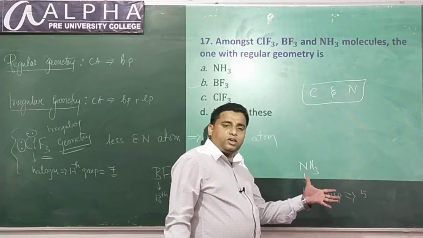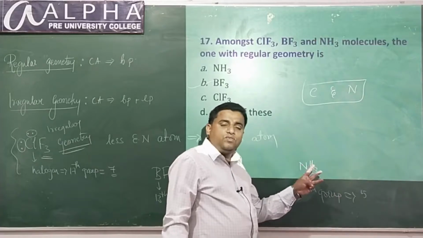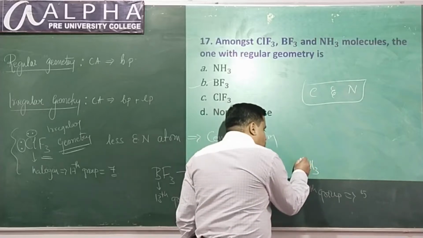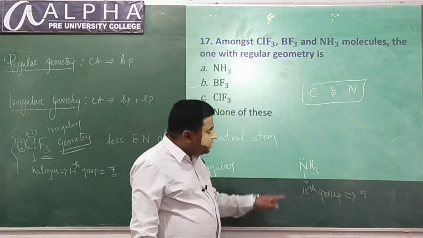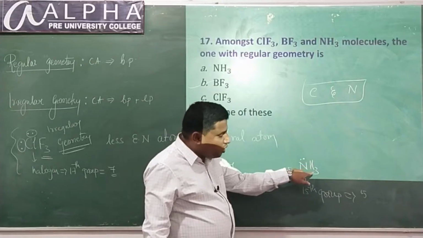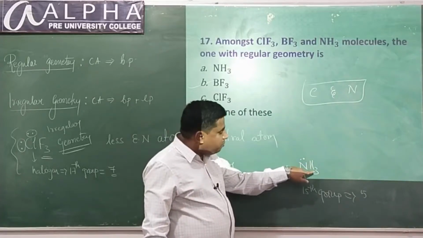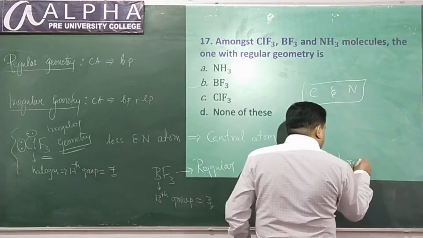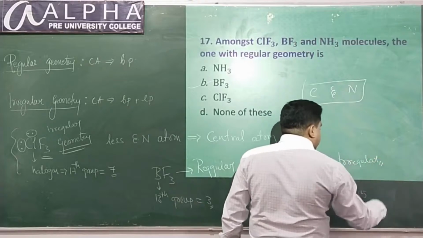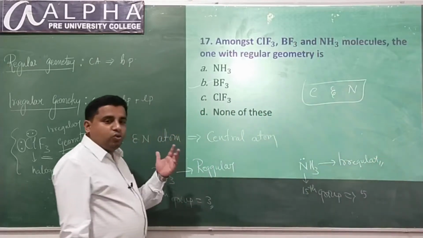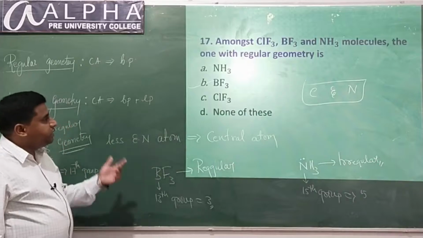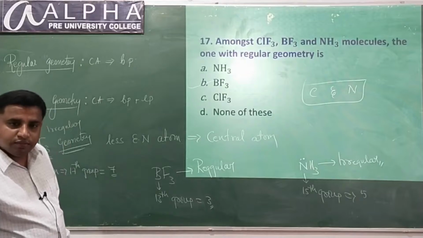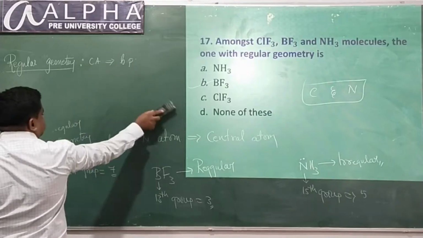Out of 5 valence electrons, nitrogen has used 3 valence electrons to form bond with 3 hydrogen atoms, and the remaining 2 will be lone pair. So nitrogen has both bond pair as well as lone pair. So what type of geometry? Yes, it is irregular geometry. Hence, the only molecule with regular geometry is boron trifluoride. Therefore, it is the answer. Such a simple thing. Okay, next question.